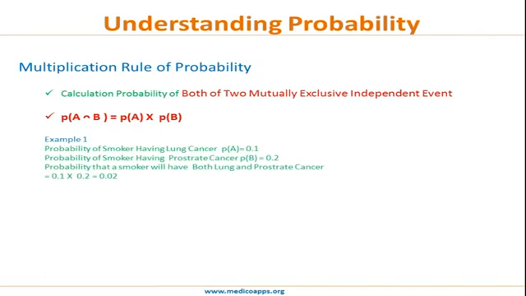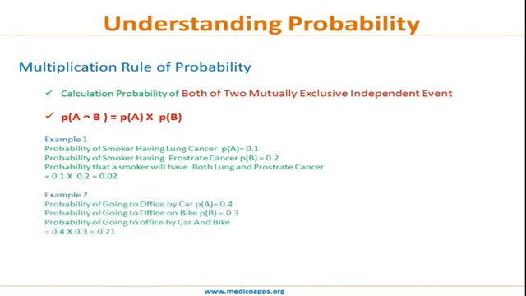Let's say probability of a smoker having lung cancer is 0.1. Probability of a smoker having prostate cancer is 0.2. So probability that a smoker will have both lung cancer and prostate cancer is 0.1 times 0.2, which is equal to 0.02. Now again we have assumed that having lung cancer and prostate cancer are not dependent on each other. Let's see another example.